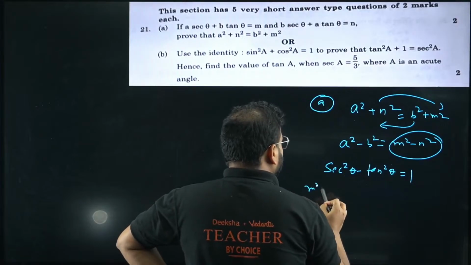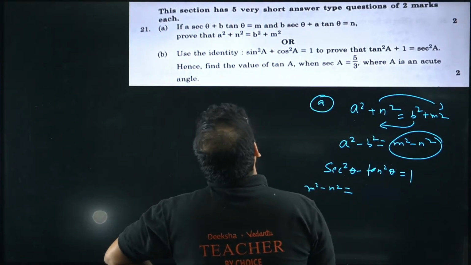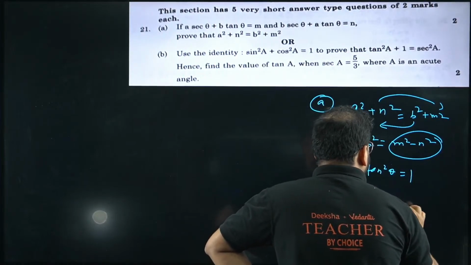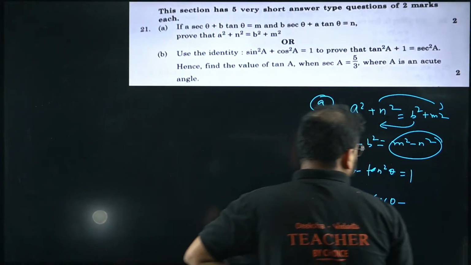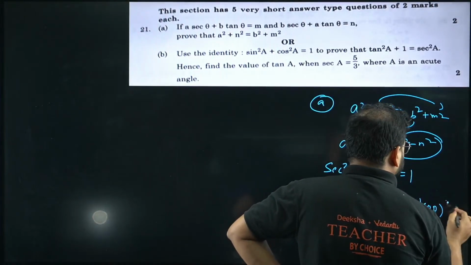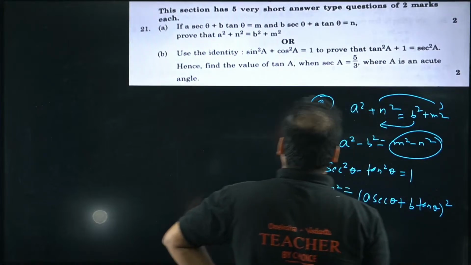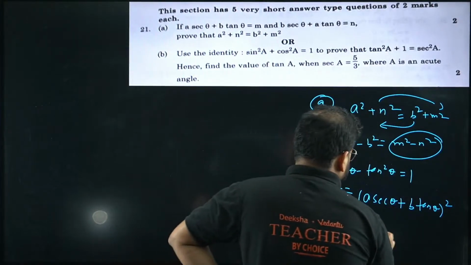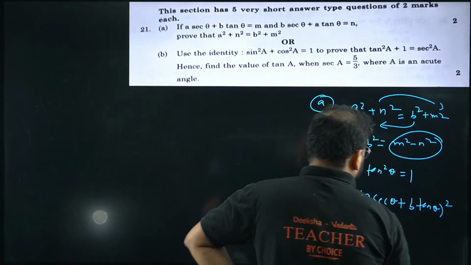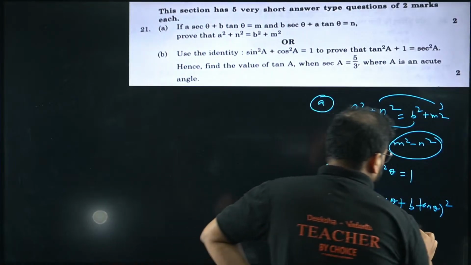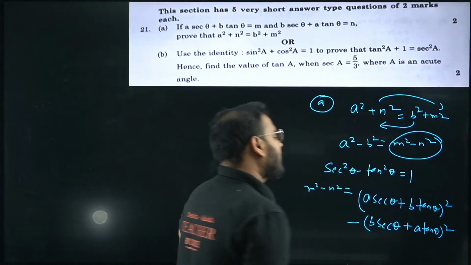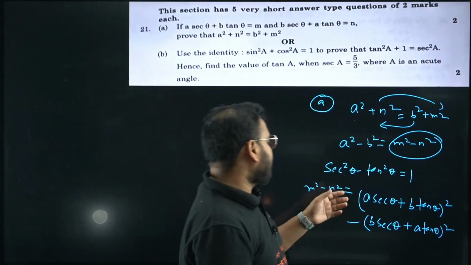So right here, M square minus N square equals, what is the M value? Please check. A sec theta plus B tan theta, the whole square, minus, what do we have? B sec theta plus A tan theta, the whole square. Okay, if you solve this, you're going to get the result to be A square minus B square.